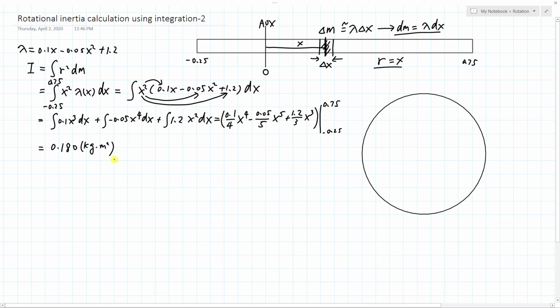Okay, so let's take a look at a second example. This is a two-dimensional example. So this thing here on the right side is a disk. It's a solid disk, and we want to know the rotational inertia through the center. Okay, the center being right here.